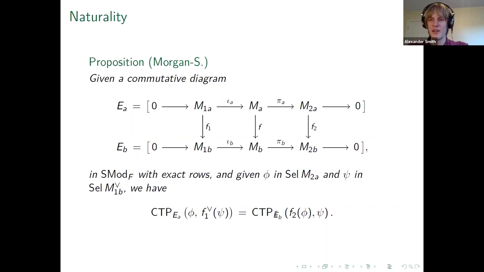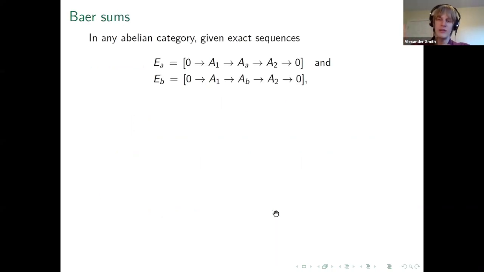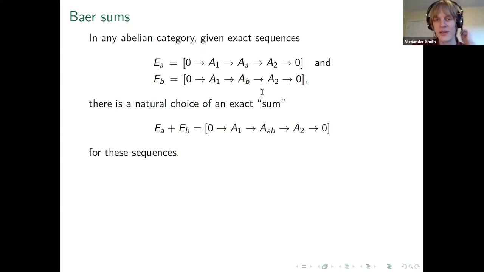As an example of this, let me talk about Baer sums. So in any abelian category, you have a way of adding extensions. So here we have two exact sequences with changing middles and the same things on the ends. What the Baer sum is, it's an operation on such extensions that allows us to add them. So we again get an extension. And this operation can be defined categorically, just in terms of limits and colimits. And it is an abelian operation. It turns the set of extensions into an abelian group. If you want to think of it in terms of Ext1, it is the abelian operation on Ext1.